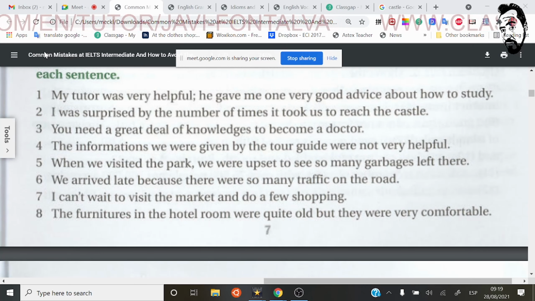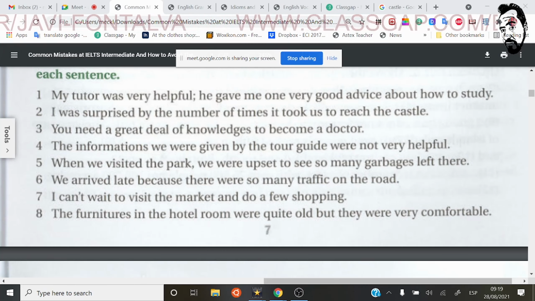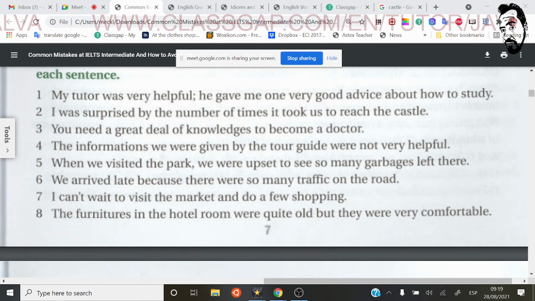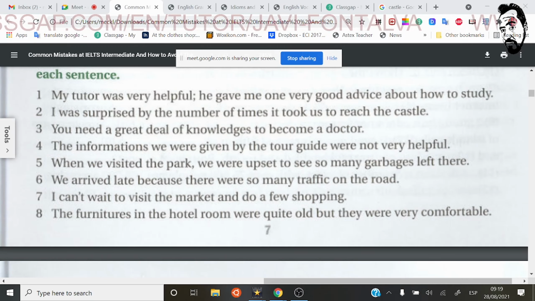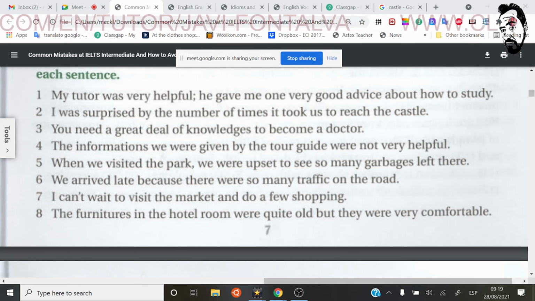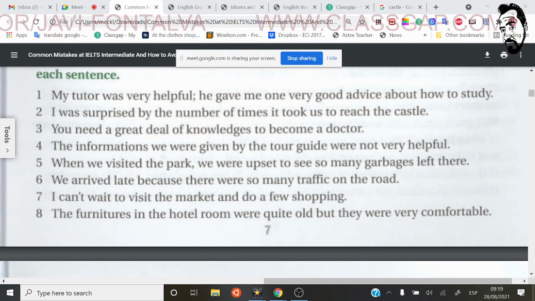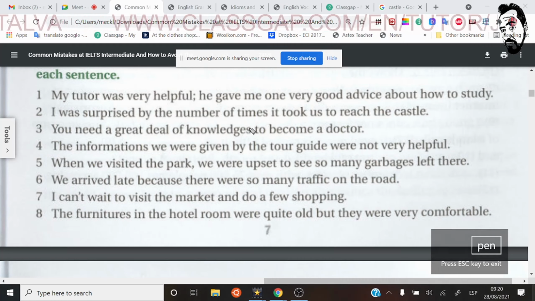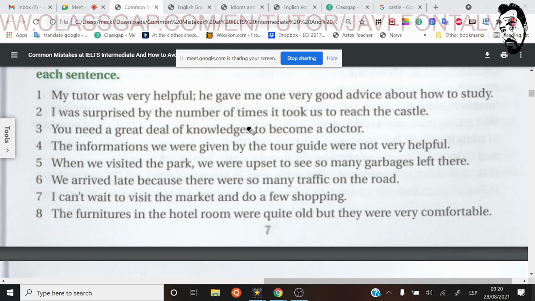Okay. All right, let's move on. Number three. You need a great deal of knowledge to become a doctor. Okay, what's the problem here? A great deal. Actually, this is okay. But knowledge is uncountable. Exactly. So you need to remove the S.